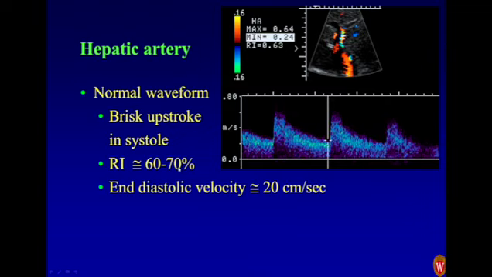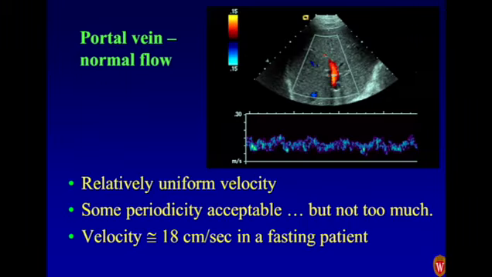Resistive index, usually around 60 to 70%. Okay, so that's how we calculate the resistive index. It's the distance from peak to the trough versus peak to the baseline. And then, again, the end diastolic velocities, roughly 0.2 meters per second.